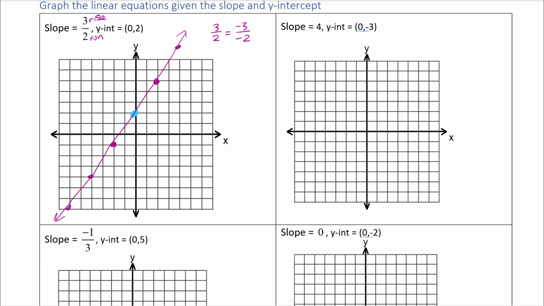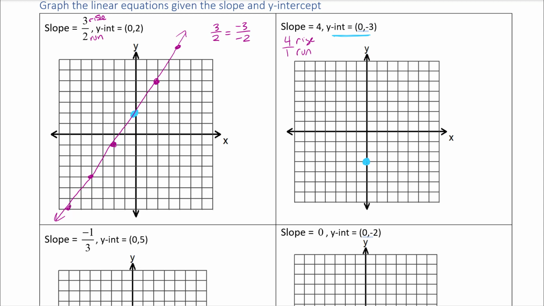On the next problem, I'm going to start on my y-intercept. The y-intercept is (0, -3). Then I'm going to use my slope, 4. I'm going to write 4 as 4 over 1 so I can know which one is my rise and which one is my run. If you ever have a slope of a whole number, make sure you write it as a fraction because slopes like to be fractions so you can see the rise and the run.